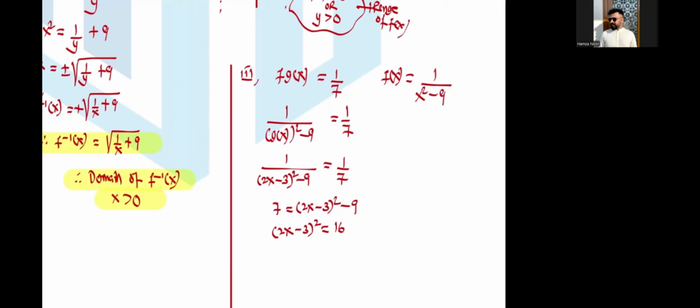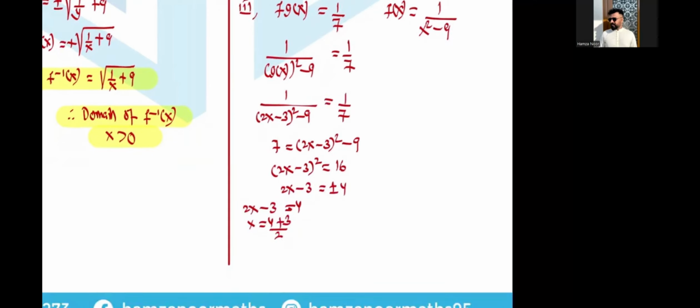Taking the square root on both sides, 2x minus 3 equals plus or minus 4. So either 2x minus 3 equals 4, meaning x equals (4 plus 3) divided by 2, meaning x equals 7 over 2. The other possibility is that 2x minus 3 equals minus 4, so x equals (minus 4 plus 3) divided by 2, meaning x equals minus half.